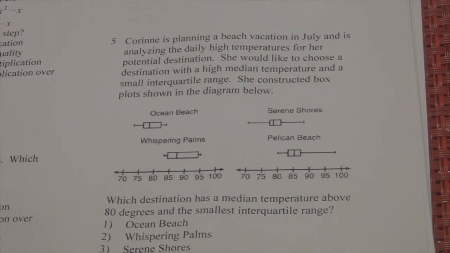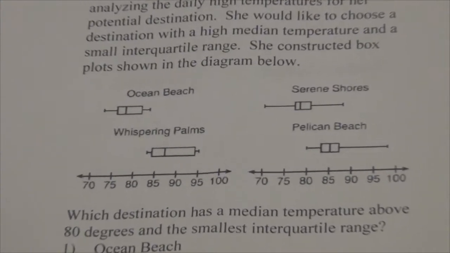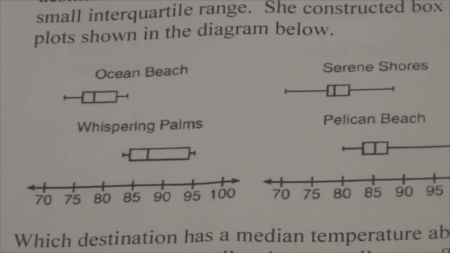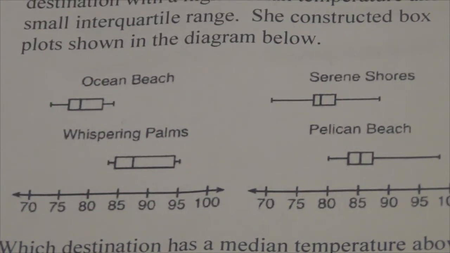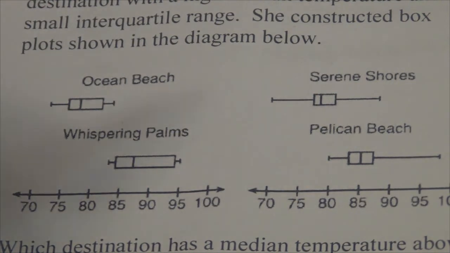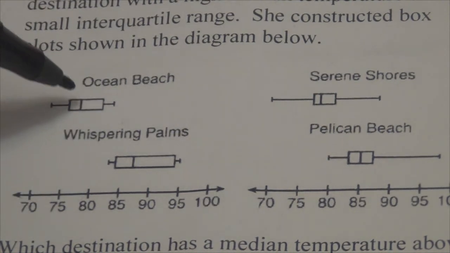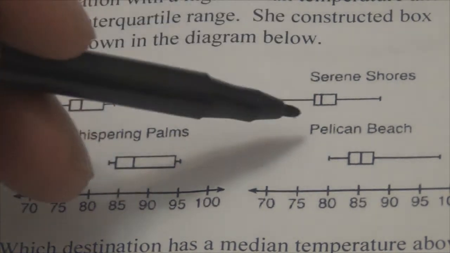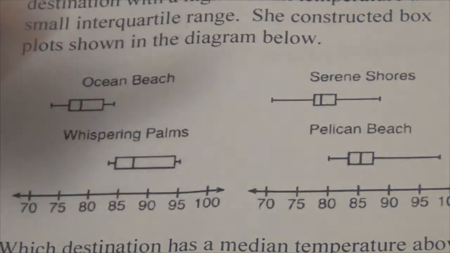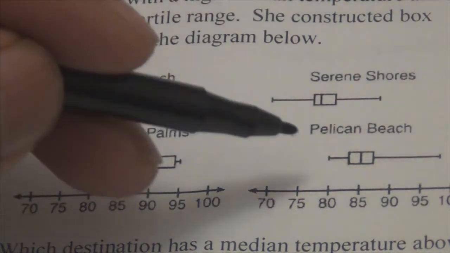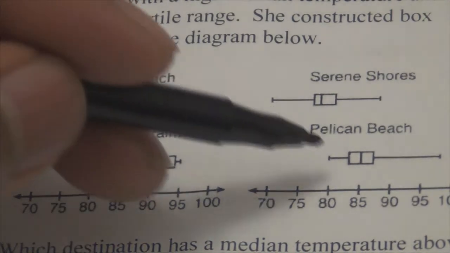Oh, okay, these are very small. So what does she want? She wants a high median temperature and a small interquartile range. So she wants high temperature. All right. So if we look at this, the median is always the little thing inside the box. Doesn't matter where it is, in the middle or on the sides, it's still the same thing, right?